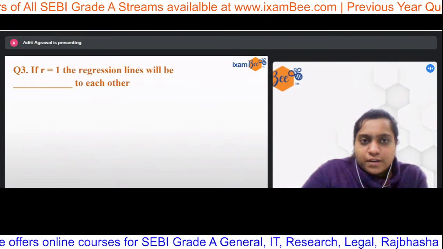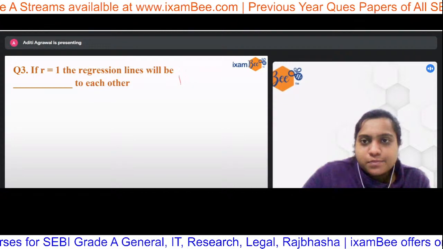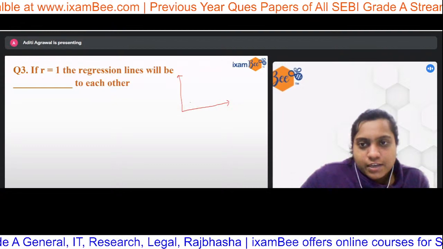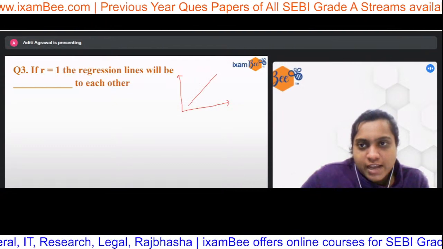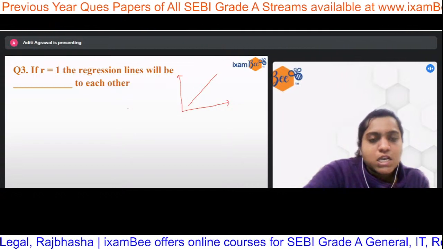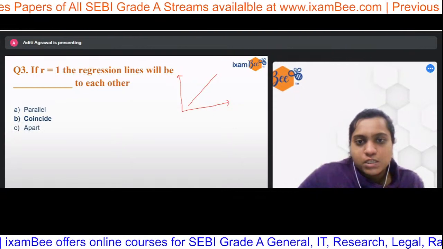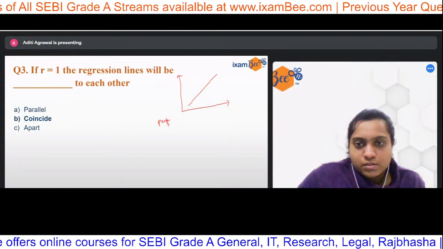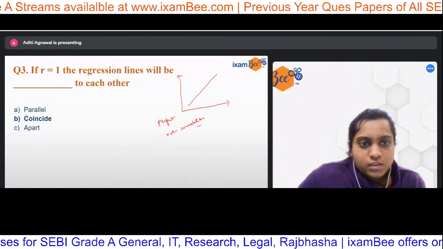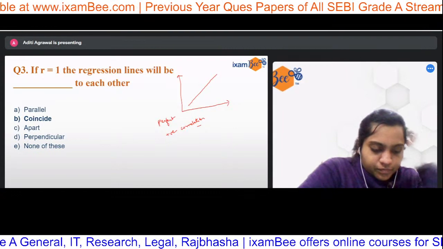So, if the coefficient of correlation, that is the value of R, is equal to 1, this means that there is perfect positive correlation, right? And if there's perfect positive correlation, then the regression line will be positively sloped, and the two lines will coincide on each other because there is perfect positive correlation between the x variable and the y variable. So the two lines will coincide, right?